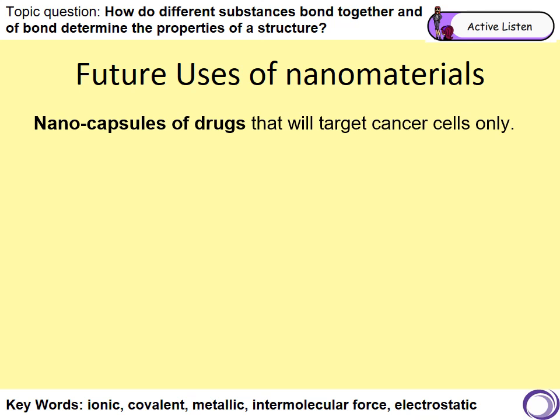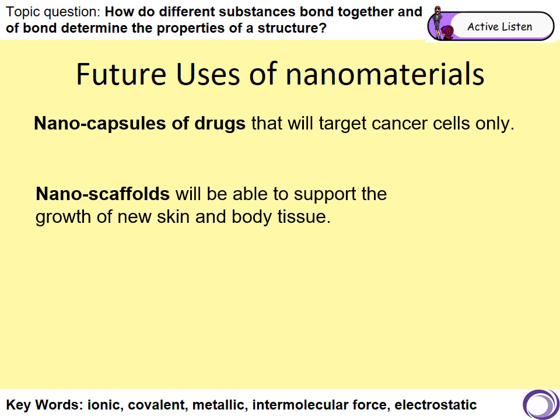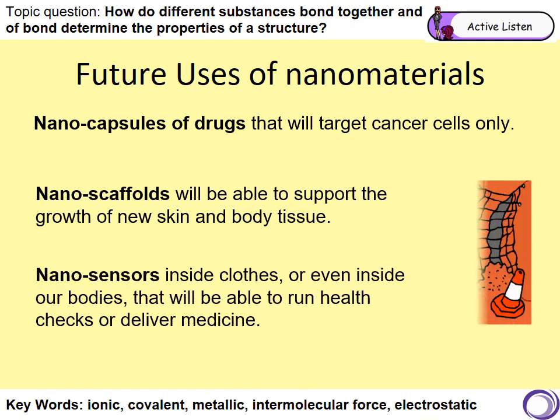We can use nanocapsules of drugs that will target cancer cells only, rather than having chemotherapy drugs that attack all cells. This is much more beneficial and would lead to a lot less side effects for people having those kind of treatments. We can use nanoscaffolds to be able to support the growth of new tissue, skin and body tissues, and nanosensors inside of clothes or even inside our bodies that will be able to run health checks and deliver medicines when it's appropriate.